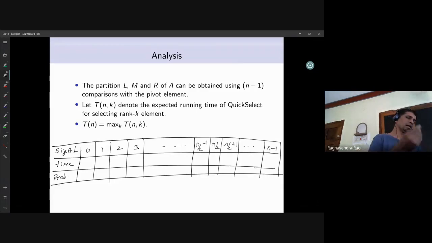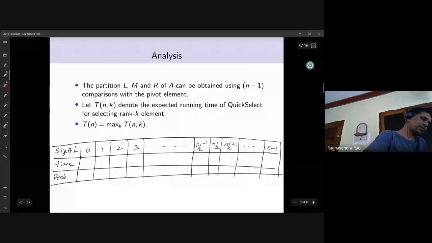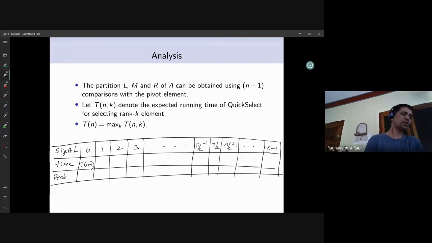So here the runtime, for whatever recursive call being made, we'll always assume that we make the worst possible. When size of L is 0, what is the size of R? n-1, right? So we'll assume that k is greater than 1, or in other words, the runtime could be T(n-1). When size of L is 1, R has size n-2, so we just take the worst case, that is T(n-2). Here this is T(n-3).